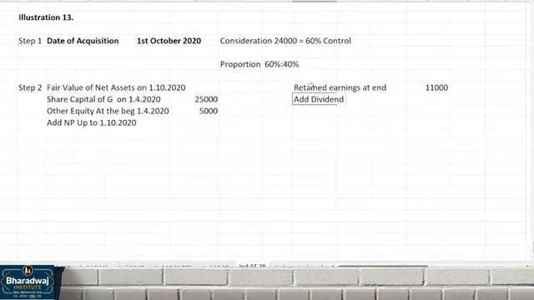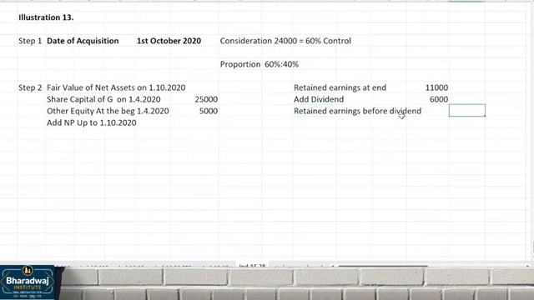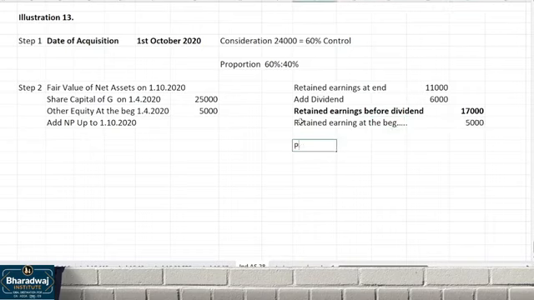How much dividend has been declared? 6,000. What would have been the retained earnings before dividend? We add it back because it has been already recorded by G. So this is your retained earnings before dividend. Retained earnings at the beginning of the year was 5,000, so the profit earned during the year is 12,000.